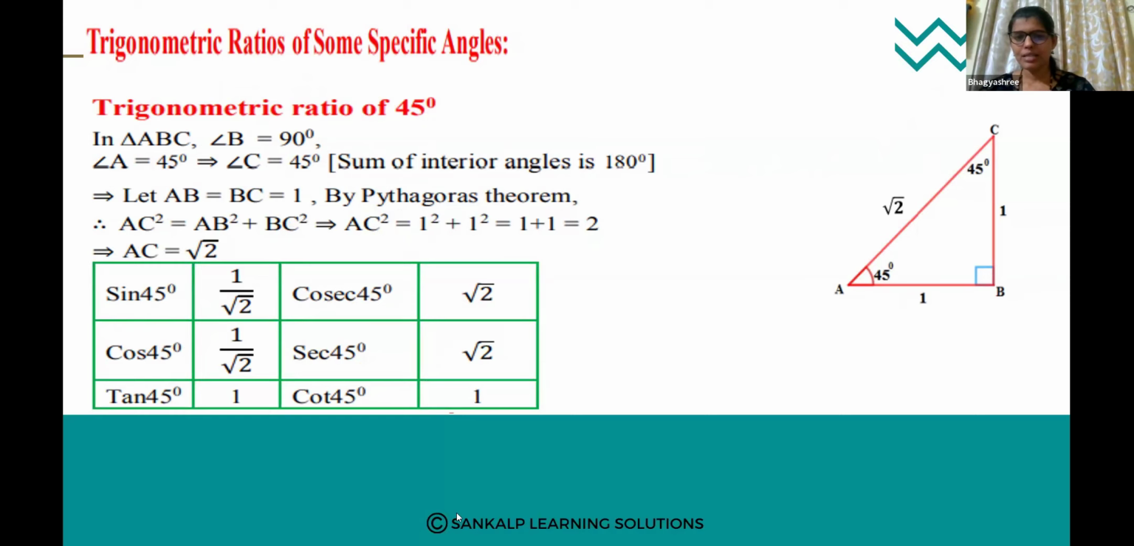Here we don't take all the angles, like 0 degree, 10, 20, 30. Some specific angles means here we are going to consider 0 degree, 30 degree, 45 degree, 60 degree, and 90 degree. So these are all called some standard angles. Specific angles we also call standard angles.